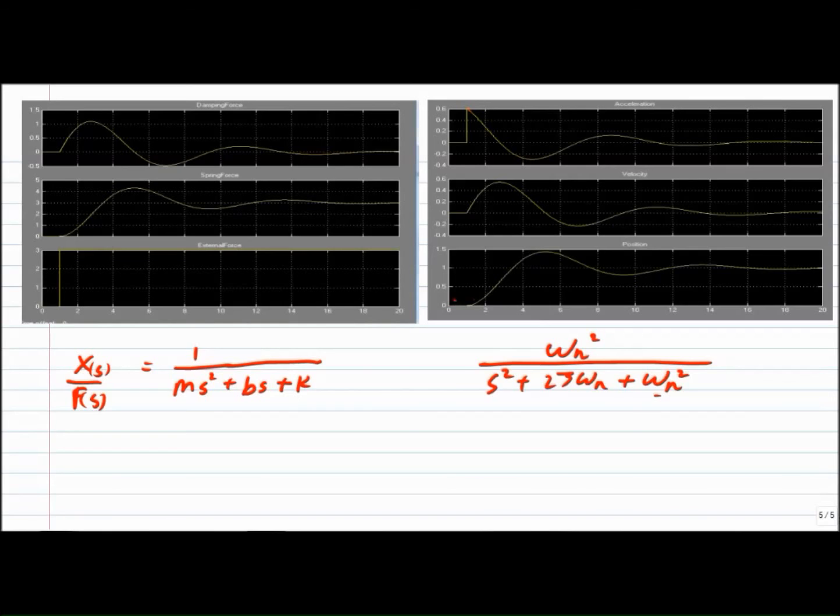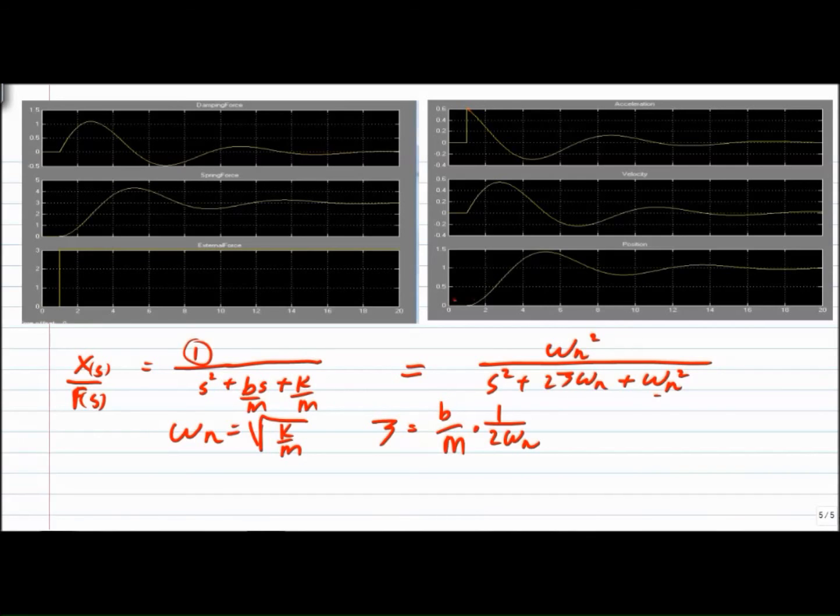So if I look at these two equations, I find that omega n is equal to the square root of k over m. Zeta equals b over m times 1 over 2 omega n. So now I have all the numbers that I need to do that.